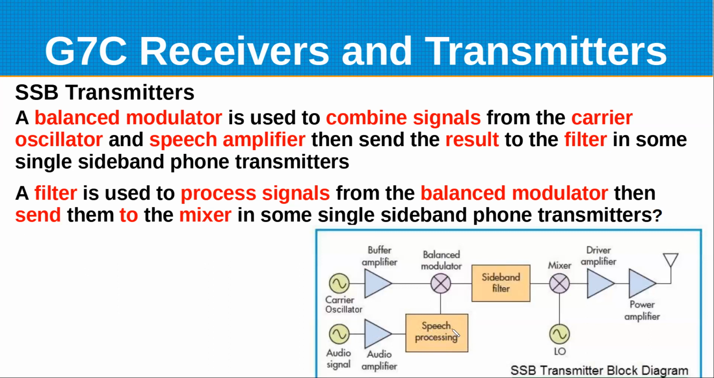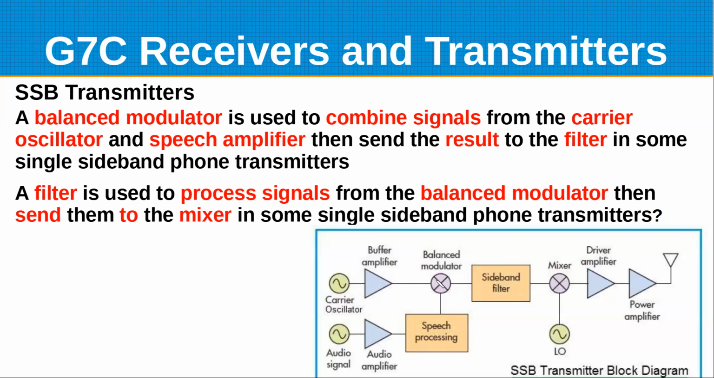It could go into a speech processing circuit called a compressor, where you can shift the frequency characteristics of the audio signal to move more of the power up into the higher frequency part, so it gets a little better modulation. We also have the carrier oscillator, which is the frequency that we're going to operate or transmit at.